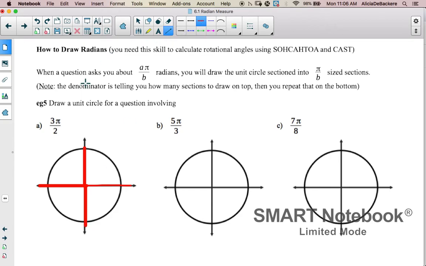And then to figure out where 3 pi by 2 is, I just have to count around until I get to the third one. So I start with 0, right? I haven't moved at all. And I get to 1 pi by 2, 2 pi by 2, and there's 3 pi by 2. So I'm going to rotate, again, starting at the positive x-axis until I get to the third bar that I drew. And this will be the angle 3 pi by 2.